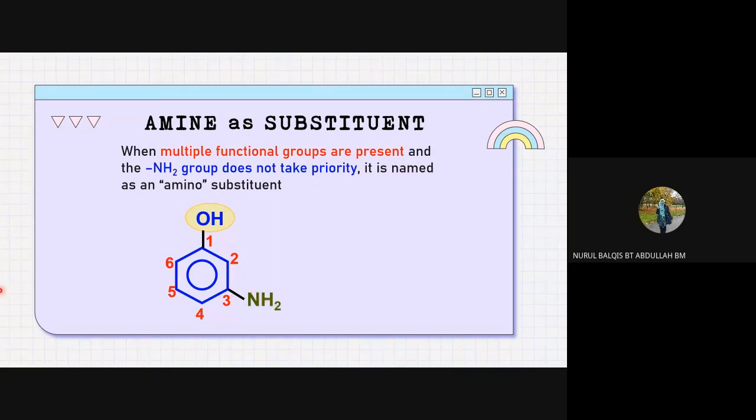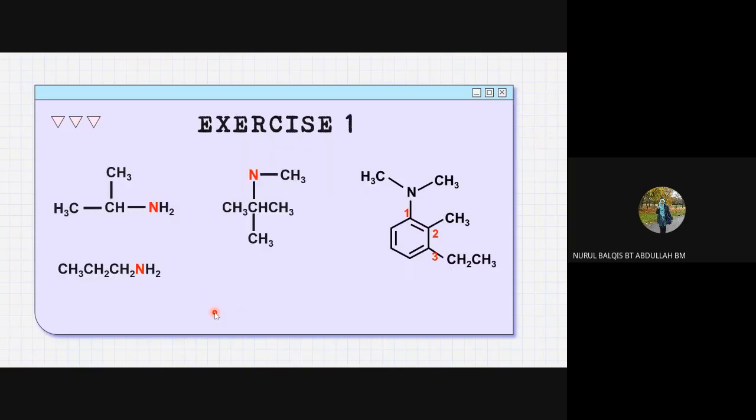So, the name of this compound should be? Apa nama compound ni? 3-amino cyclohexanol. This is benzene ring, right? Yes, miss. Benzene directly attached to OH, kita panggil cyclohexanol ke? Tak. Kita panggilnya? Phenol. So, 3-amino phenol. Okay. Ataupun 3-amino benzene alcohol.